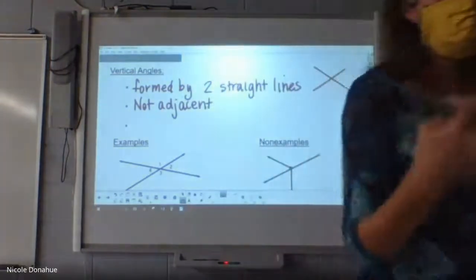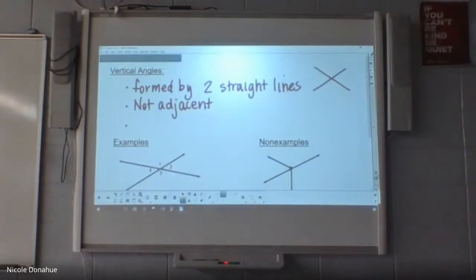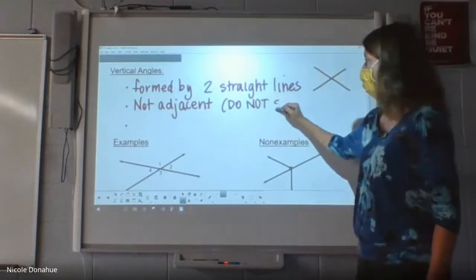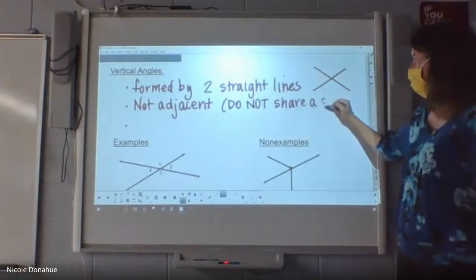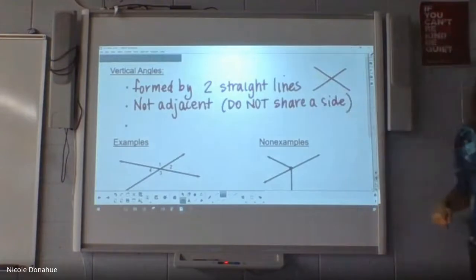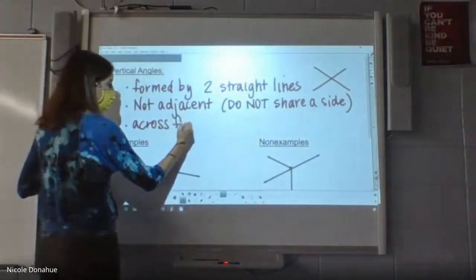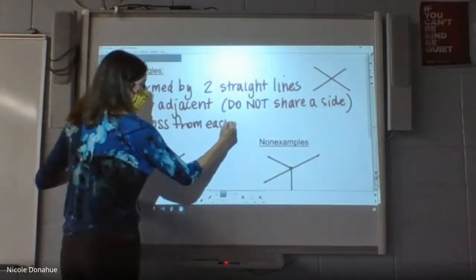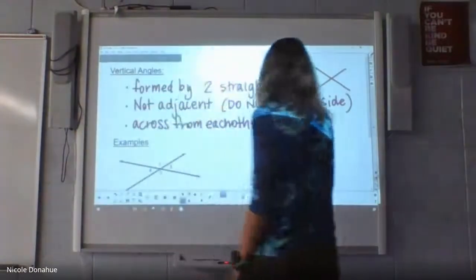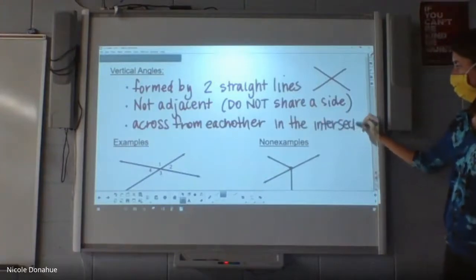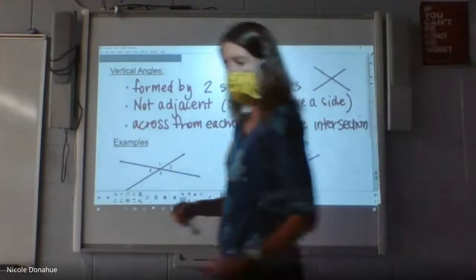So in that intersection, there are two angles that are adjacent and two that aren't. So they do not share a side, just to make sure we reiterated that. They're the angles that are across from each other in this intersection. Across from each other in the intersection.